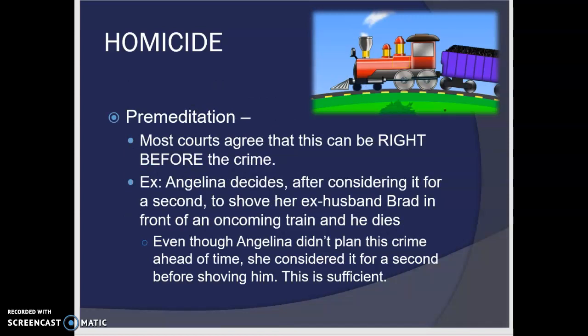And like I mentioned a moment ago, guys, most courts agree that premeditation can occur right before a crime. So Angelina decides, after considering for just a second, to shove her ex-husband Brad in front of an oncoming train, and he dies. Even though Angelina didn't plan this crime ahead of time, she considered it for a second before shoving him. In most courts, they're going to say this is enough. This is premeditation. And when we get into some of the other degrees of homicide, we're going to talk about what happens if something causes you to just snap and go into a rage. That's going to be a little bit different, but we'll get to that when we get to one of the later elements here.